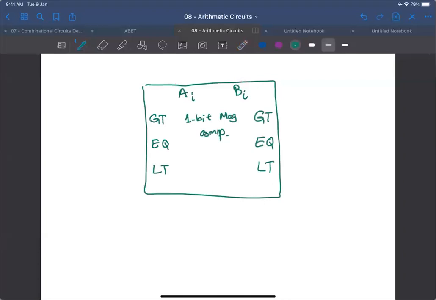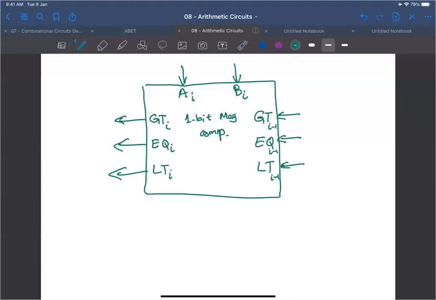Okay, so this is input and this is input, all 1-bit: input, input, input, and output. In order not to confuse this GT with this GT, we give them some indices. Let's say that this is GT i minus 1, and this is EQ i minus 1, and this is LT i minus 1. And this is GT i, EQ i, and LT i.